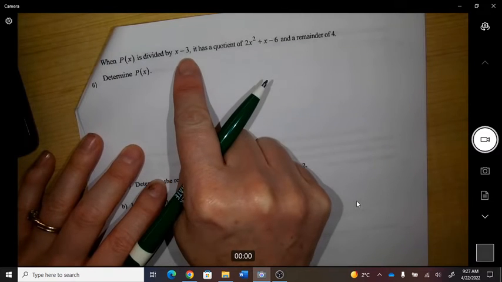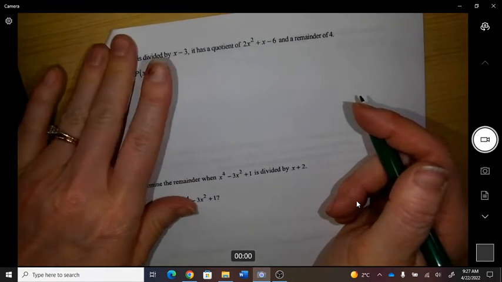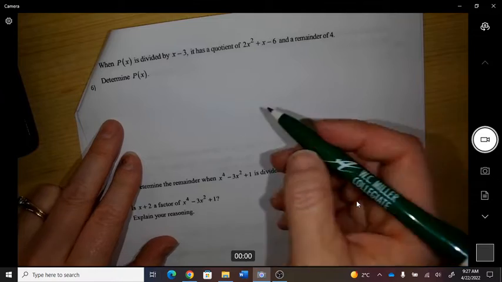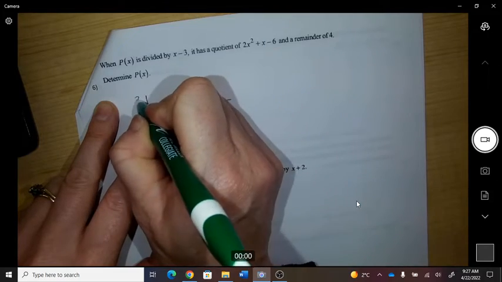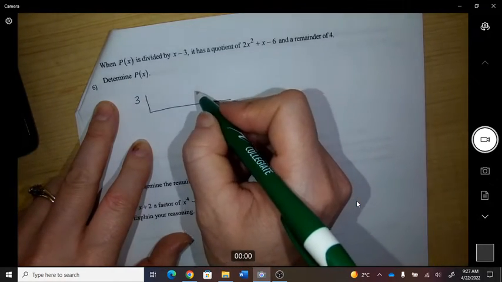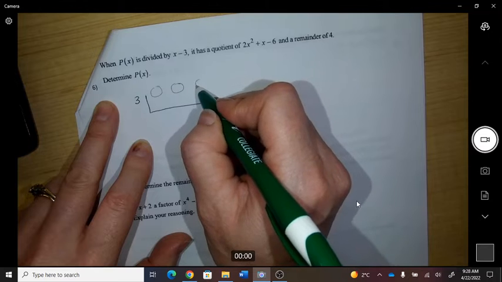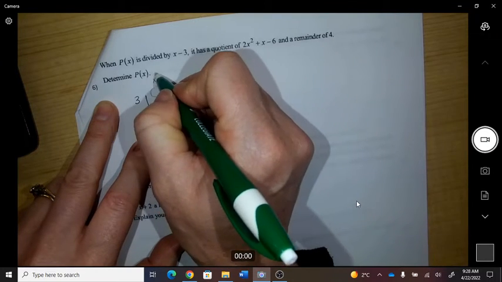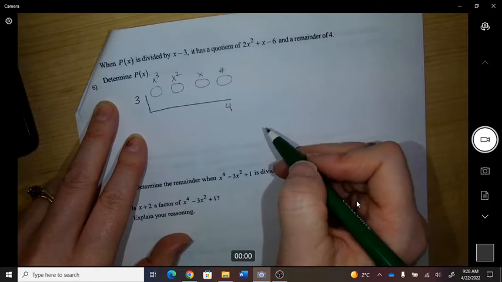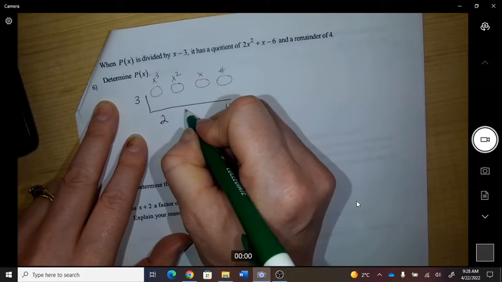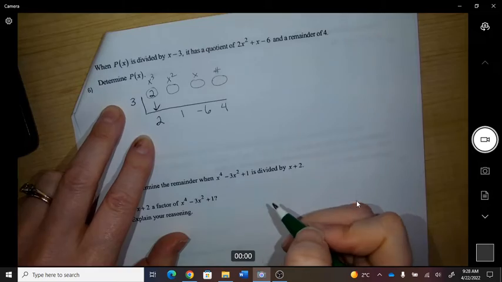So when the function is divided by x plus 3, it has a quotient and a remainder of 4. Determine p of x. Okay. So if I put a 3 in the front and we have x cubed, x squared, x, and a number. And we have a remainder of 4. We know that it has a quotient 2, 1, negative 6. Okay, so we must have pulled down a 2 to make that happen.